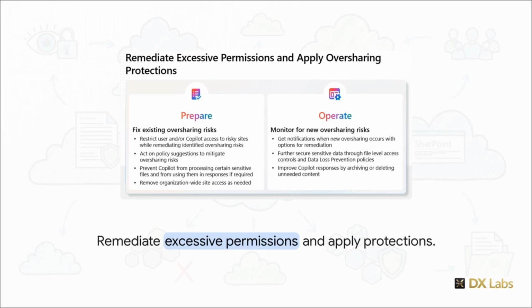Then, once your house is in order, you move to the operate phase. This is where you continuously monitor for new risks. You configure notifications for when new oversharing occurs, and you use data loss prevention policies. You absolutely have to restrict existing risks first so that Copilot only processes secure, well-governed files moving forward.